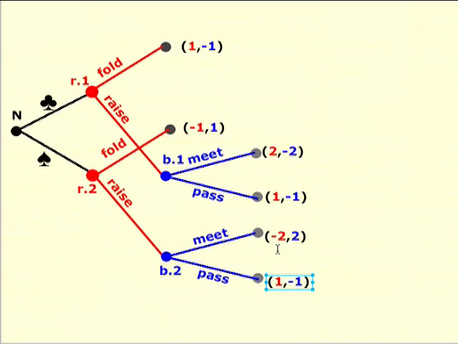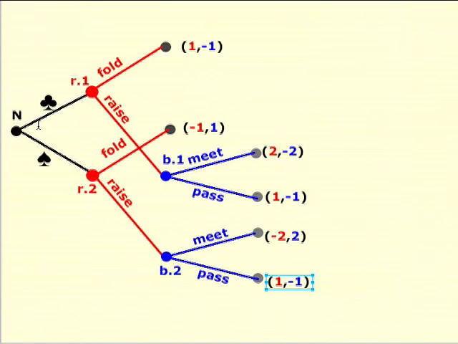So far, this is the diagram we would expect, but it isn't quite right. If you look at what the blue player knows at the stage when they make their choice, the blue player here at B1 can see that the red player has made a raise, but they can also see that the black player has chosen a club.